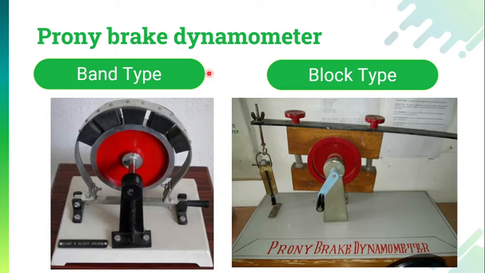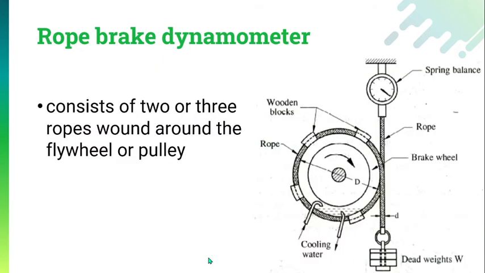Now let us check out the second type of dynamometer, which is known as the rope brake dynamometer. Now as you can see, the word rope is used.